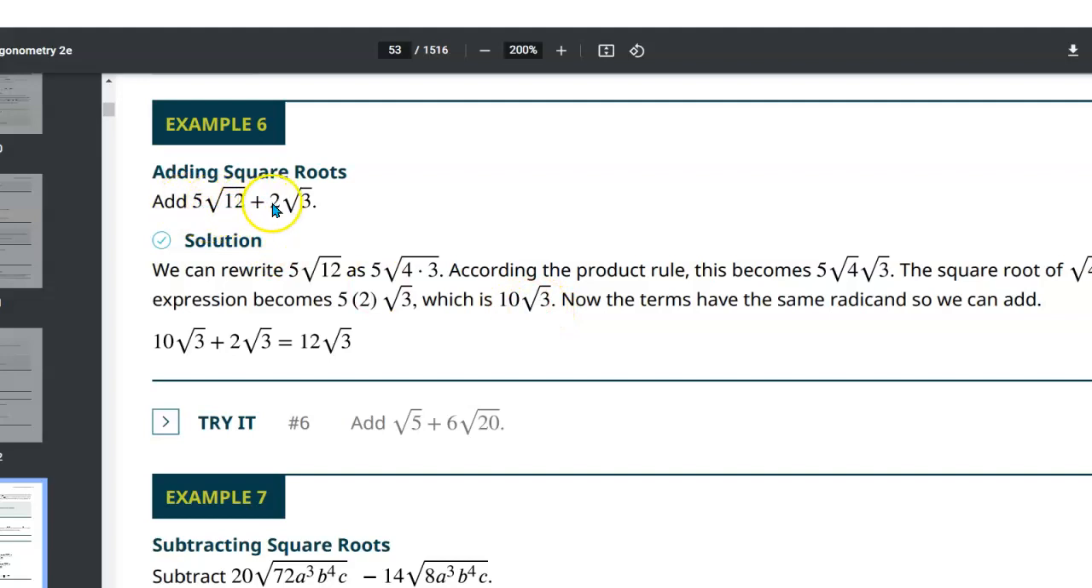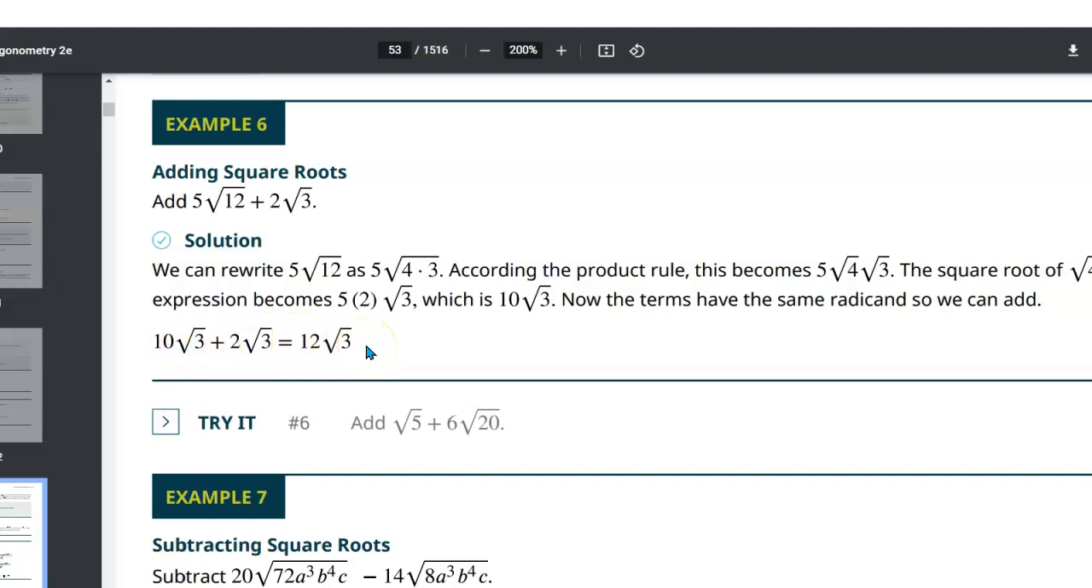Now the second one, the plus 2 radical 3, won't really do anything else. So we have 10 radical 3 plus 2 radical 3. That's 12. Hey, these are like terms. That's 10x plus 2x, that's 12x. 10 radical 3 plus 2 radical 3 is 12 radical 3.